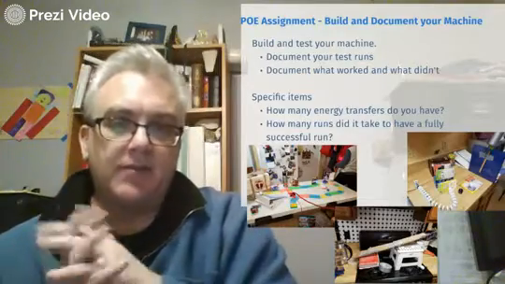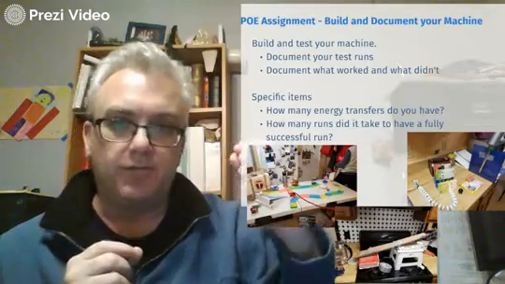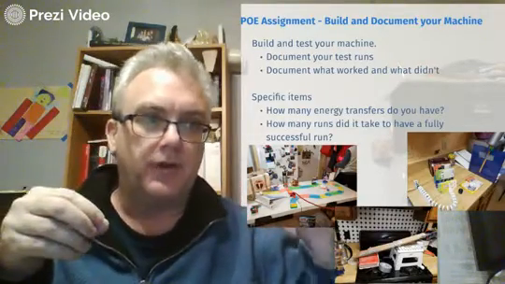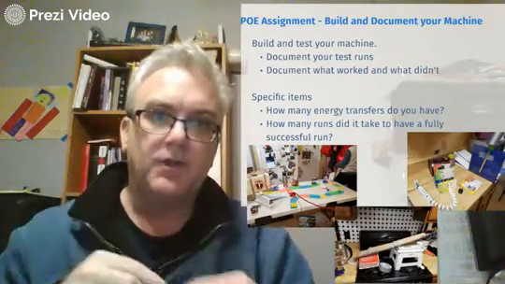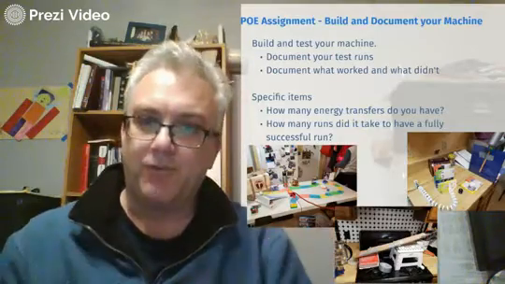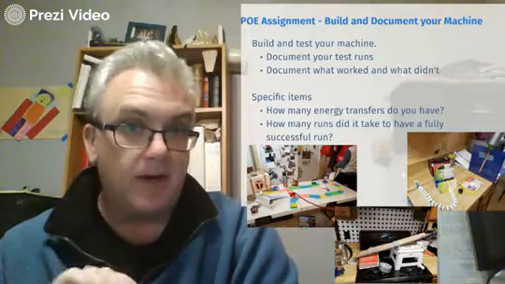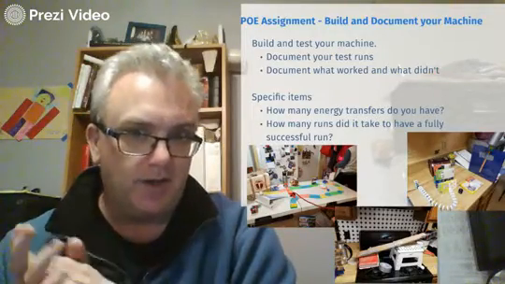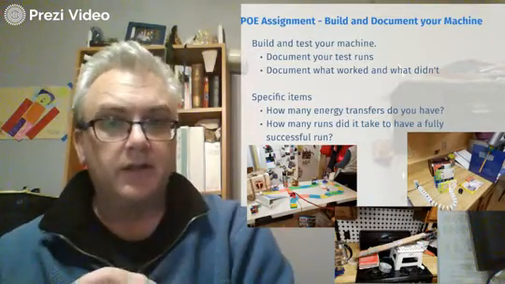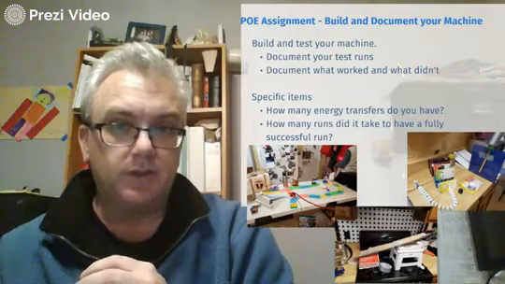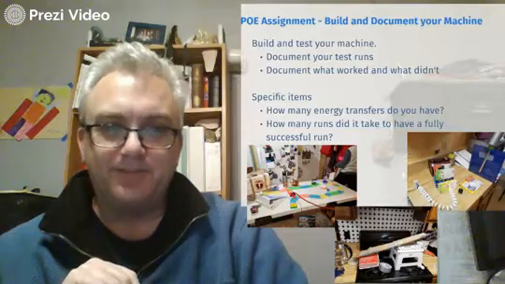Some specific items I'd like you to document: how many energy transfers do you have? When you transfer energy from something to something else, so if I have my dominoes knocking down and they push a golf ball, that's one energy transfer. And then how many times did you have to try it before you had a fully successful run? See if you can beat my time. I had 17 energy transfers, and it took me 18 tries of a full run to get them all right, which is quite a bit, I think. So hopefully you can do better than I do.